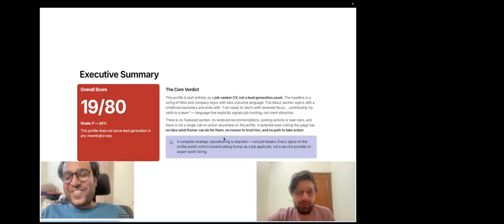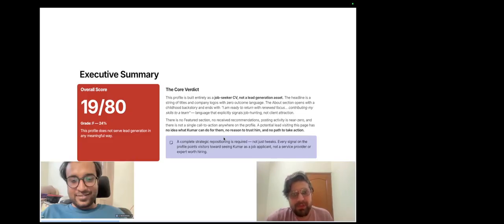I don't want it to be just you, but let's just see to what extent it's right about you. So I think what it's saying is that it's a job seeker CV, which is not a lead generation asset, which I think is a very good insight. I think 90% of the LinkedIn profiles are job seeker CVs, right? In a way, they are just extensions of resumes. So yeah, this I think is bang on.